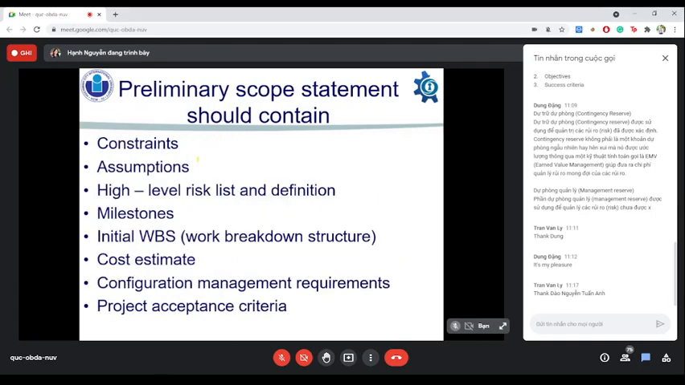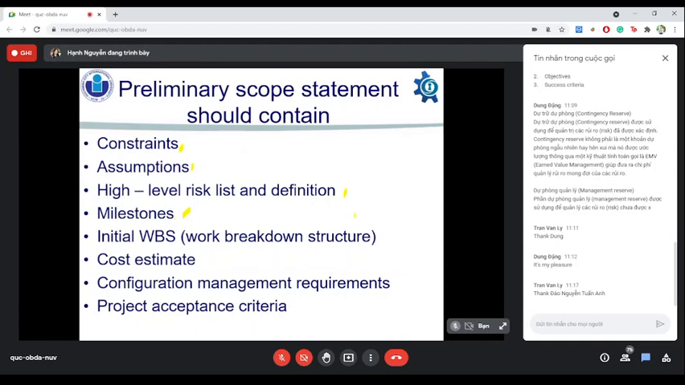And also, the next three elements, constraints, assumptions, high-level risk list, and definition, again, can be found in the JACTA. Also, you need to establish project milestones. So a project milestone is a task that shows an important achievement in the project. The milestone should represent a clear sequence of events that incrementally build up until your project is complete. Okay, so you can track the progress of your project more easily.